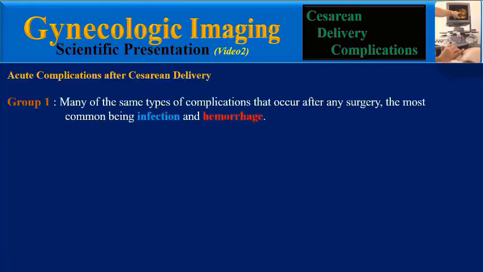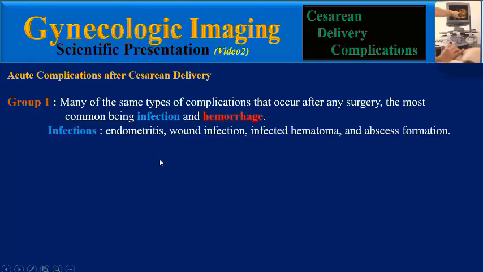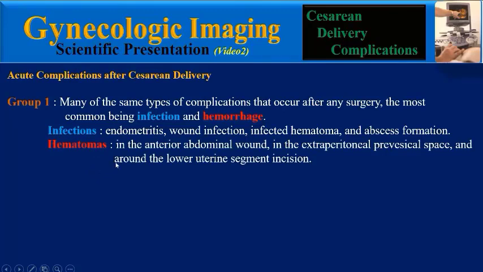There are two groups of acute complications. Group 1: many of the same types of complications that occur after any surgery, the most common being infection and hemorrhage. Infections include endometritis, wound infections, infected hematoma, and abscess formation. Hematomas include those in the anterior abdominal wound, in the extraperitoneal perivesical space, and around the lower uterine segment incision.